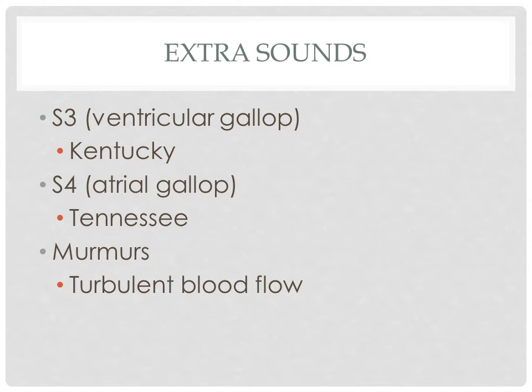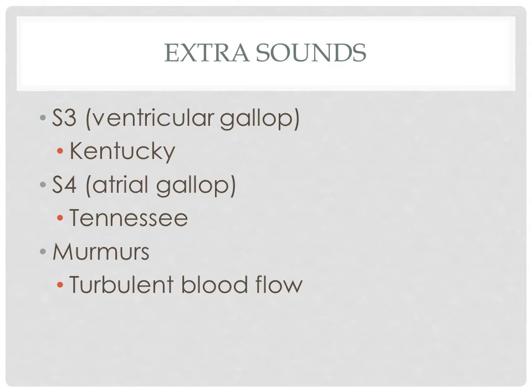Your S4 is going to be called your atrial gallop. It's also known as the Tennessee. It occurs as blood enters the ventricles during the active filling phase at the end of ventricular diastole. It may be heard in patients that have hypertension, anemia, ventricular hypertrophy, stenosis, MI, or PE.